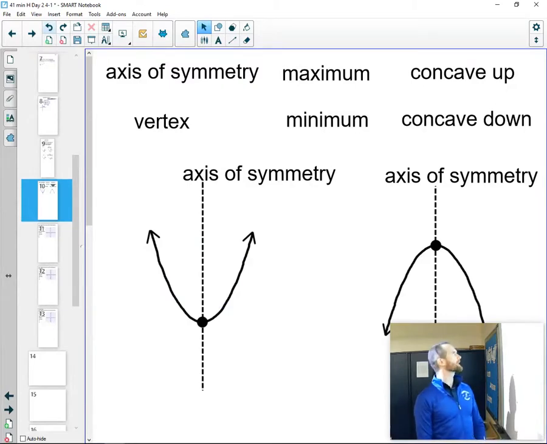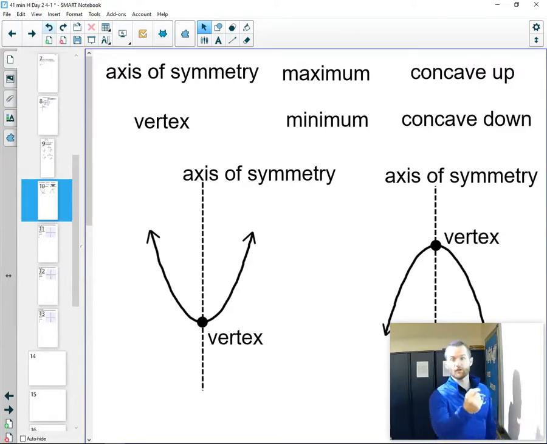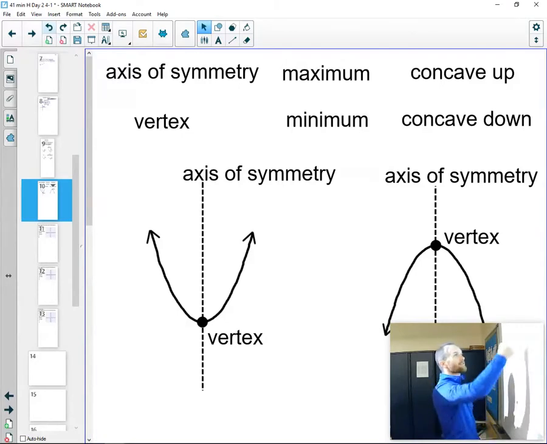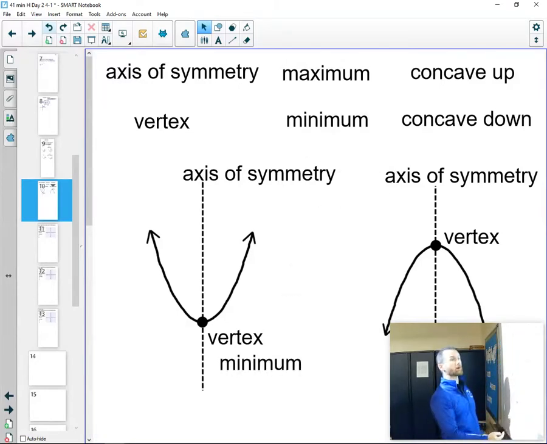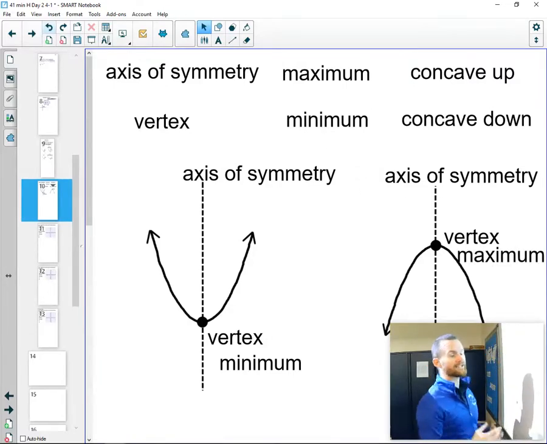Next, let's talk about the vertex. So the vertex, hopefully, is that point right there or right there in the two situations. So the vertex is always either the top point or the low point of our parabola, which leads us right into talking about maximum or minimum. In the case on the left, the vertex is a minimum because it's the lowest point of the quadratic. In the case on the right, the vertex is a maximum because it's the highest point of that quadratic.